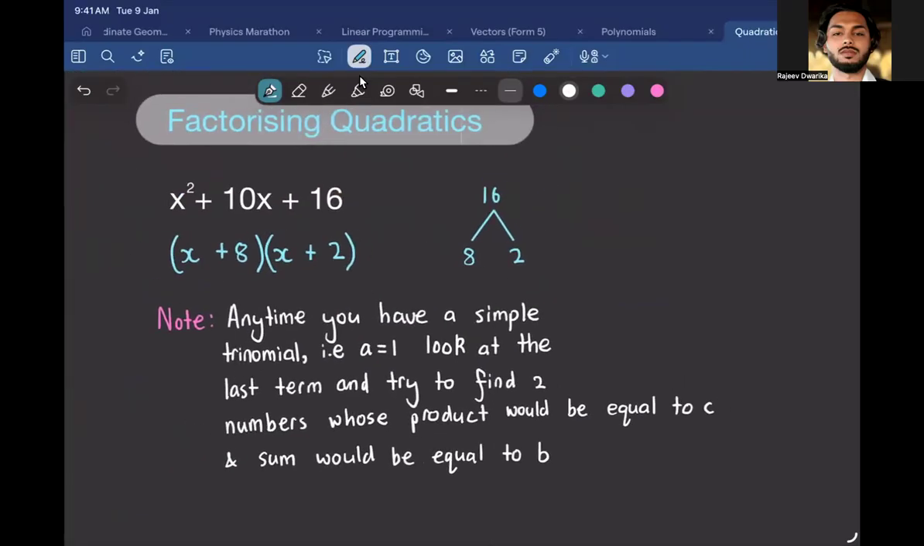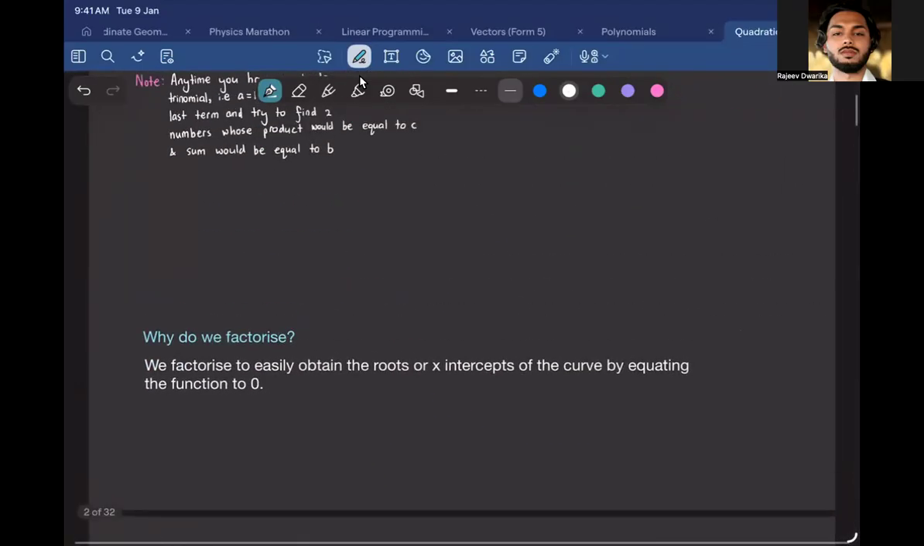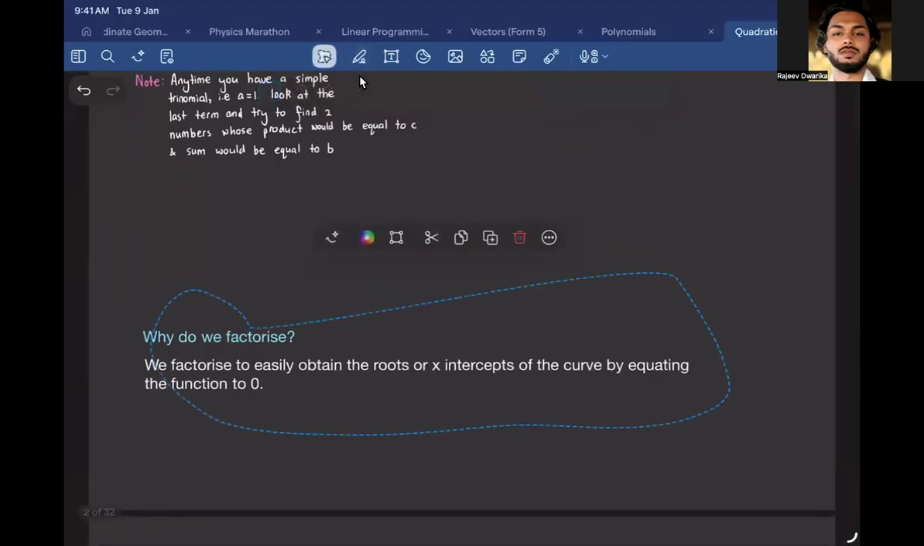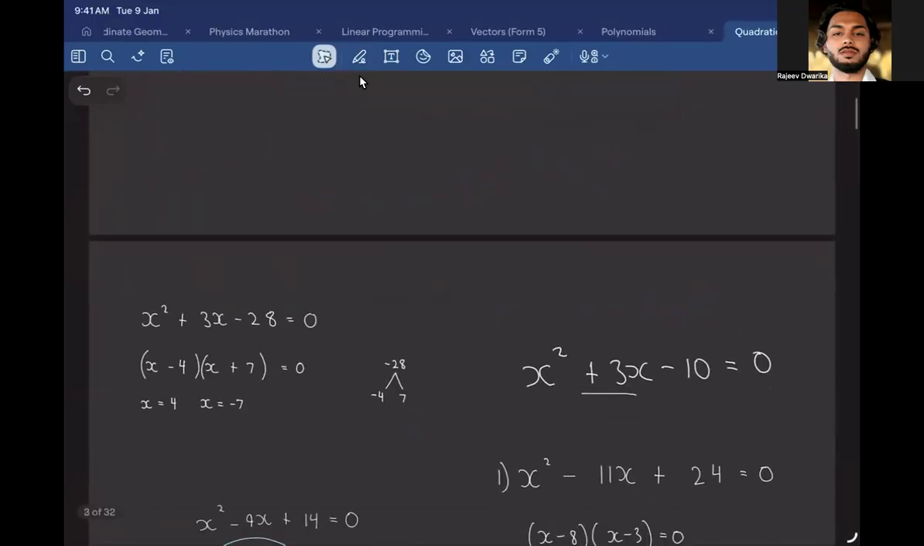Avinash, you think you understand this? Yes, sir. Okay. Shayna, easy, right? Yes, sir. Serena, okay with this? Yes, sir. Okay, cool. So why exactly do we factorize now? Well, we factorize so that we could obtain the roots or the x-intercepts. Let me show you what I mean.